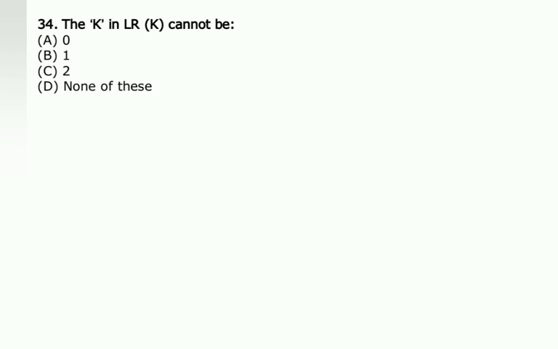The K in LR(K) cannot be... So it cannot be none of this. So the K value may be, the K is a lookahead. So LR(K) refers to the lookahead, which can take any of the values, that is 0, 1 and 2. So option D is the correct one.